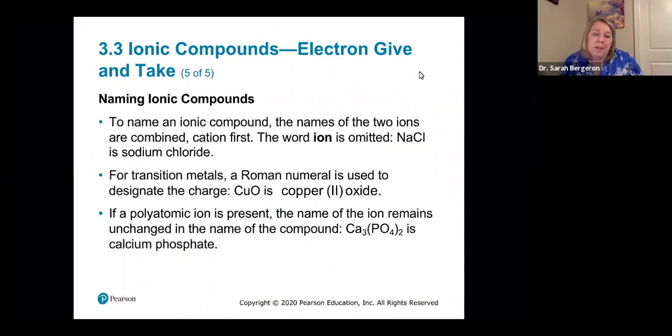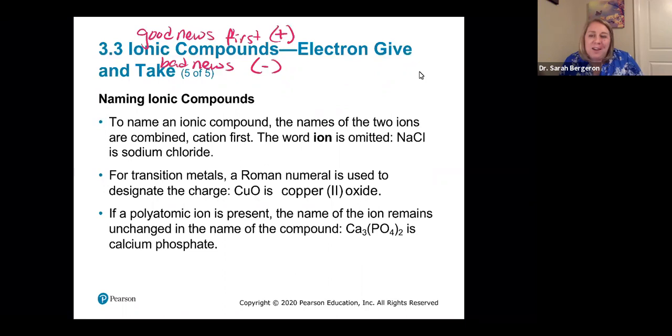Okay, so now that we can write the formula, we have to be able to name it, just like we did with the ion. We wrote the symbol, and now we name it. So to name an ionic compound, you take the names of the 2 ions, and you list the cation first. This is how I like to think about it. Good news first. I always like my good news first. So positive, then give me the bad news. And that's our negative, right?